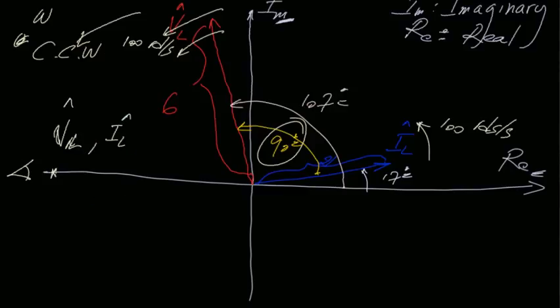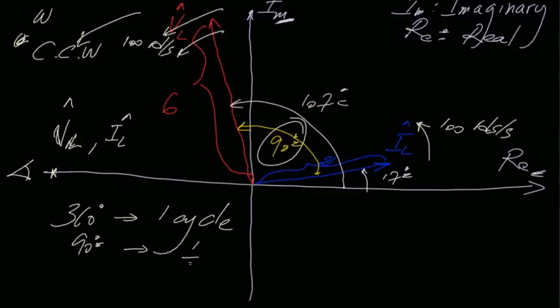Now, how much of time, or distance in time, is there in between the two? Well, we can simply say that a full revolution or full cycle is 360 degrees. So 360 degrees corresponds to one cycle. The difference between them is 90 degrees. So how many cycles is that? Well, that comes up to 1/4 of a cycle.